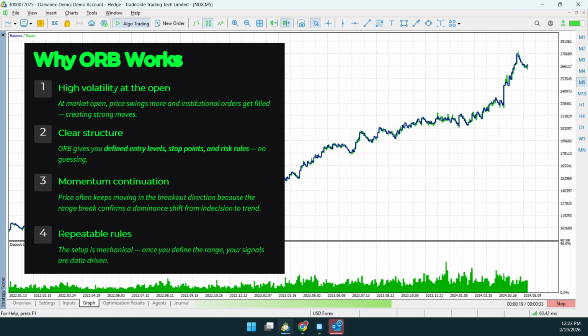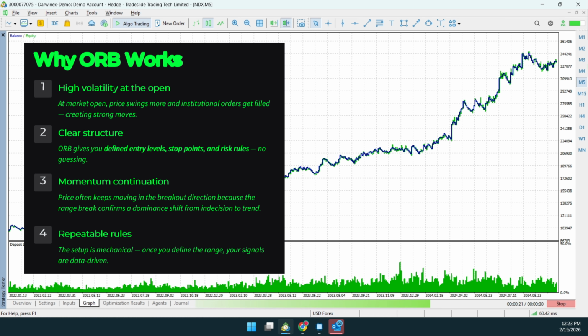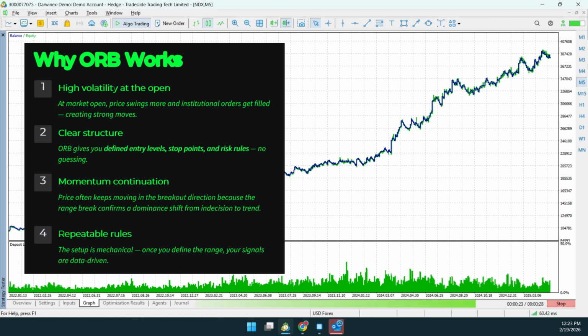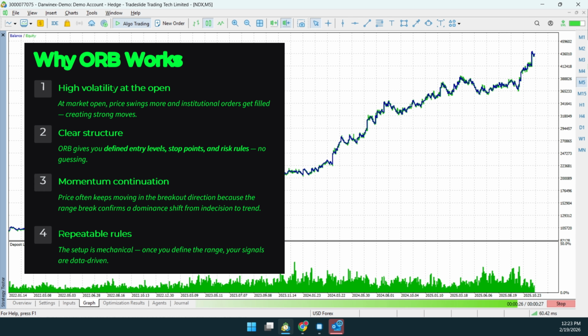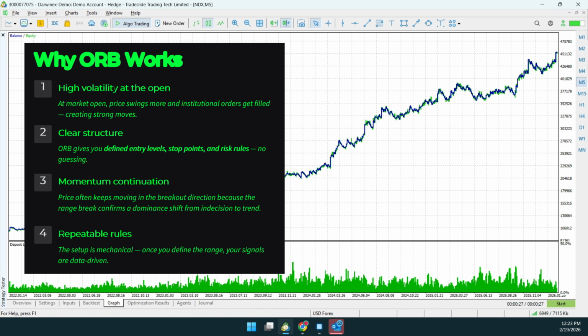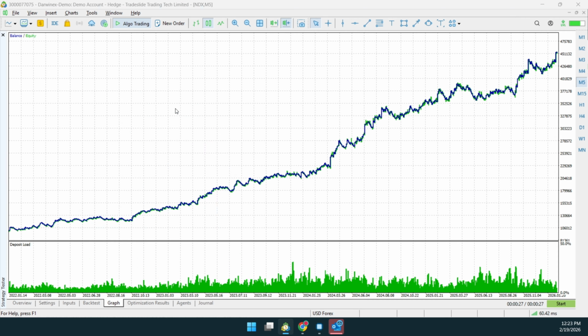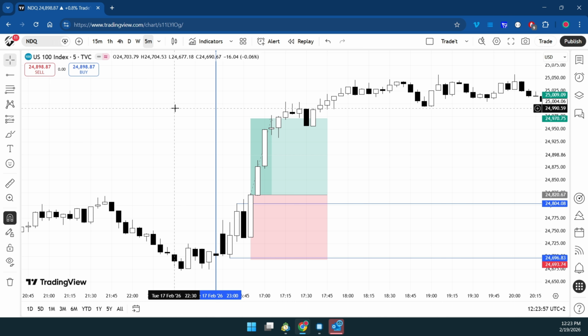We have a clear structure. The ORB gives you a defined entry level, stop points, and risk rules. So no guessing here. You have momentum continuation because price often keeps moving in the breakout direction, because the range breakout confirms a dominance shift out of the indecision. And finally, it's repeatable rules. You can have a mechanical setup. You have your orders, you have your range, you have your signal, and everything is data driven.